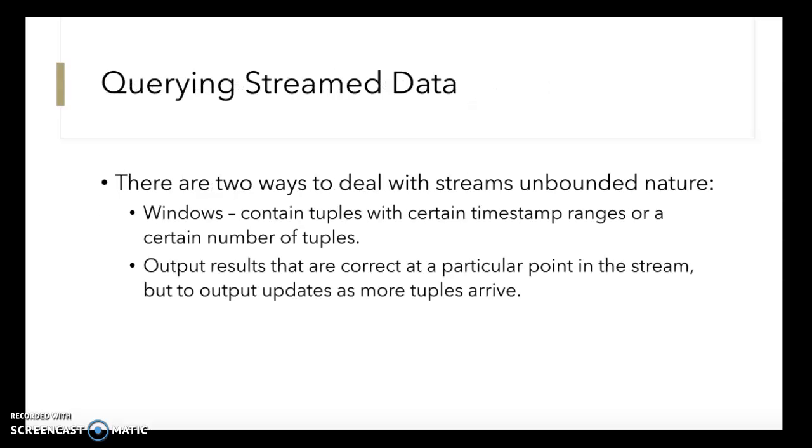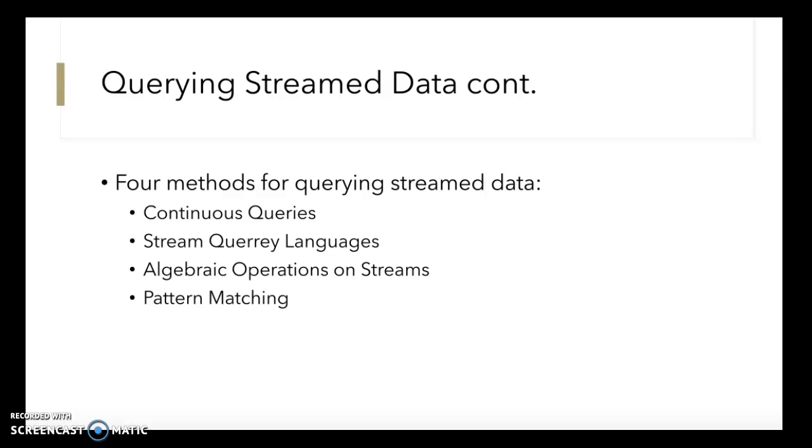Okay, so querying streamed data. There are two ways to deal with streams and their unbounded nature. The first would be windows, and windows contain tuples with certain timestamp ranges or a certain number of tuples. Timestamps can help us to infer that all tuples in a particular window have been seen. Another option is to output results that are correct at a particular point in the stream, but to output updates as more tuples arrive. So with these things, we can make up methods for querying stream data.